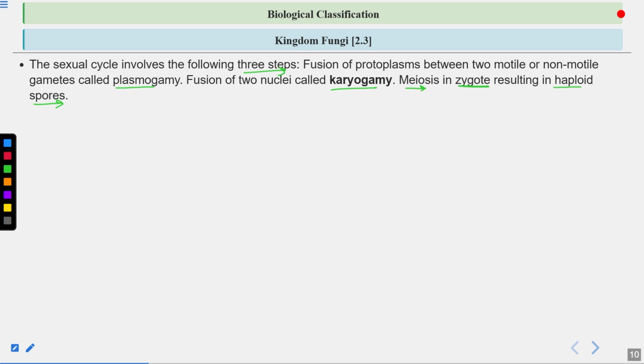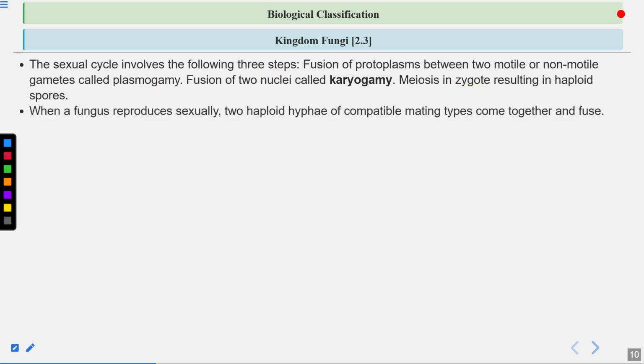So what happens here? Two compatible hyphae of opposite mating type. In fungi, we don't use male and female, we use mating types. So two hyphae which are compatible but of opposite mating type will fuse together. Their protoplasm will fuse together. This is known as plasmogamy. After plasmogamy, karyogamy takes place, which means fusion of nuclei. After fusion of nuclei, a diploid cell will be formed. In that cell, meiosis will occur, which will lead to the formation of spores. These spores can give rise to the hypha or the mycelium.